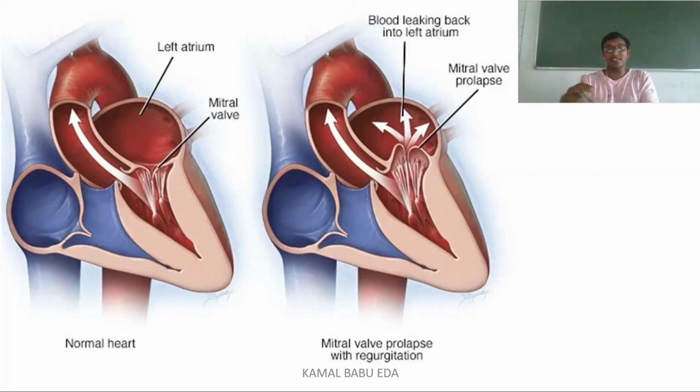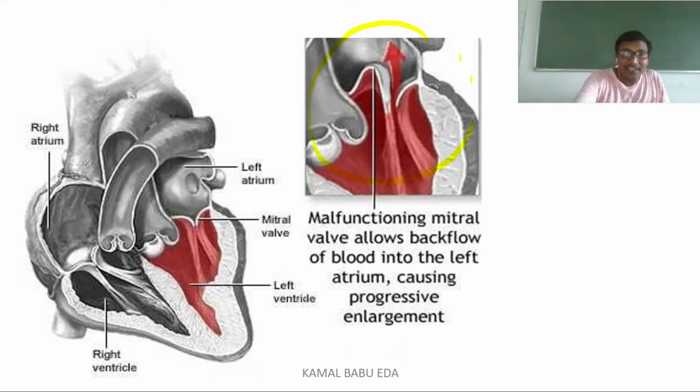As I am discussing, you can see in the picture clearly, this is the normal heart, this is the abnormal heart, this is the normal mitral valve position, and this is the prolapsed mitral valve position. These are the chordae tendineae or papillary muscles, which are designed to hold the leaflets in position. But when there is a structural abnormality, they cannot hold the leaflets in position. The leaflets go into the atrium, resulting in mitral valve prolapse with regurgitation. You can see in the picture the left atrium, mitral valve, left ventricle, right ventricle and right atrium. We are focusing on the left side here.